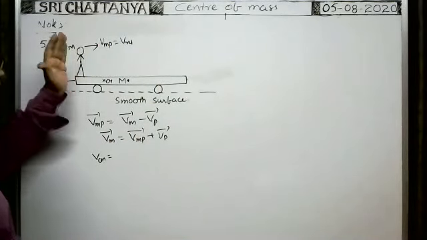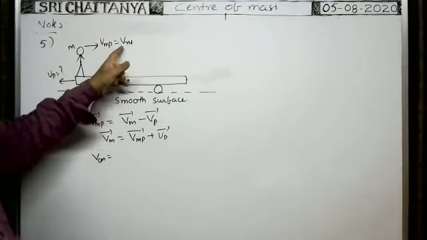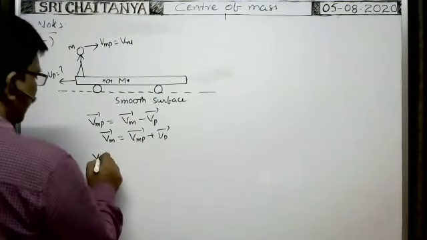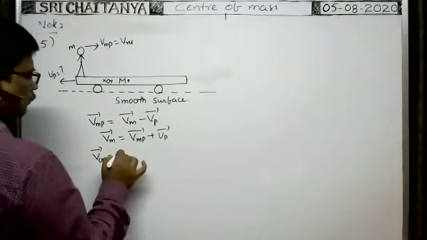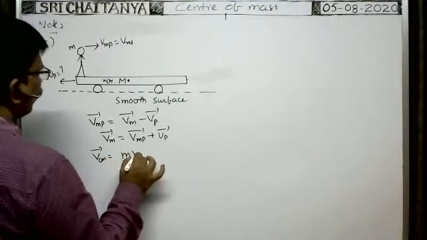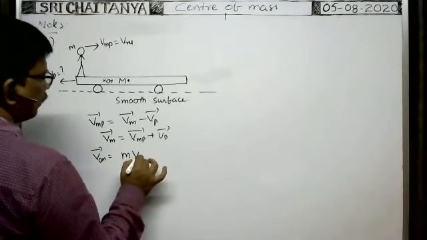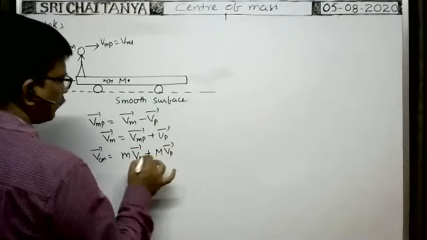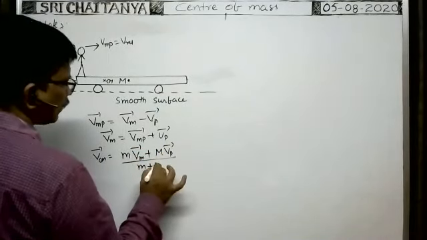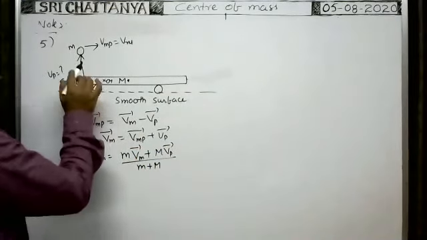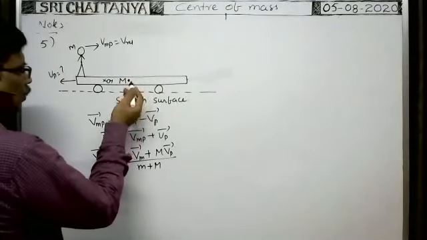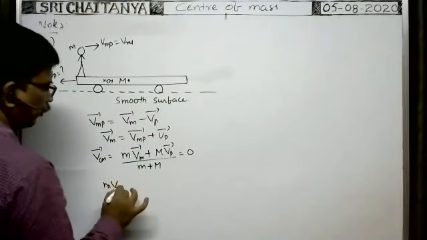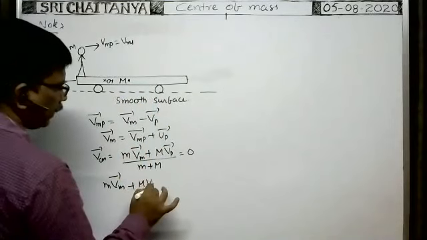But whenever the man starts running in forward direction with a relative velocity, what is the velocity of the plank? We know velocity of center of mass V_CM bar is equal to mass of the man into velocity of the man bar plus mass of the plank into velocity of the plank by total mass of the system, m plus M. But because of man traveling in forward direction, there is no velocity of center of mass. That's why this is equal to 0. Therefore, m into Vm plus capital M into Vp is equal to 0.